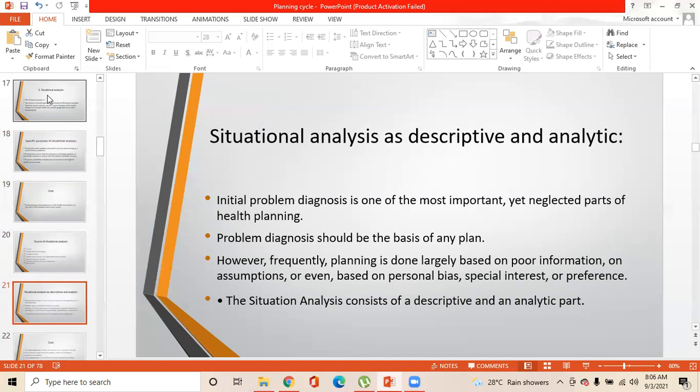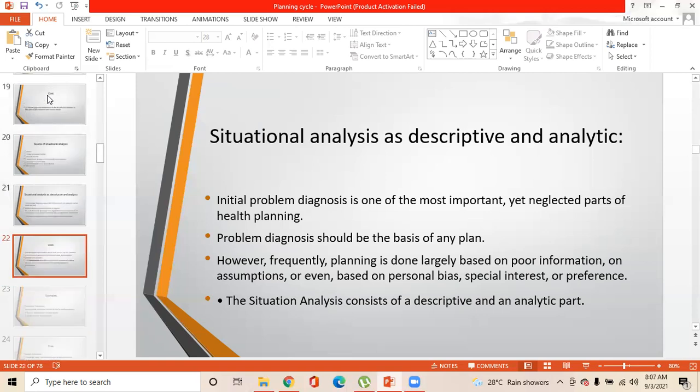Situational analysis is descriptive and analytic. Initial problem diagnosis is one of the most important yet neglected parts of health planning. Problem diagnosis should be the basis of any plan. However, frequently planning is done largely based on poor information, on assumption, and even on personal bias, special interest, or preferences. The situational analysis consists of a descriptive and an analytic part.